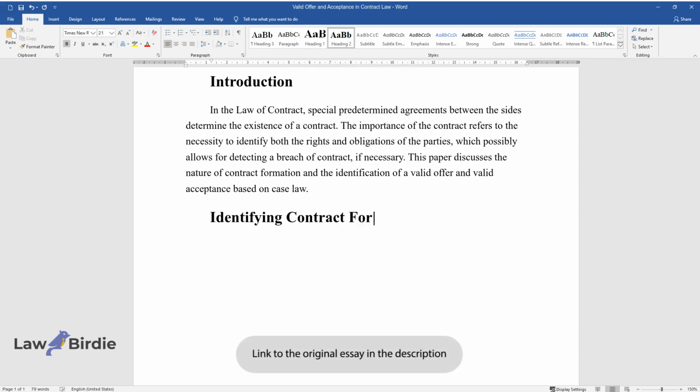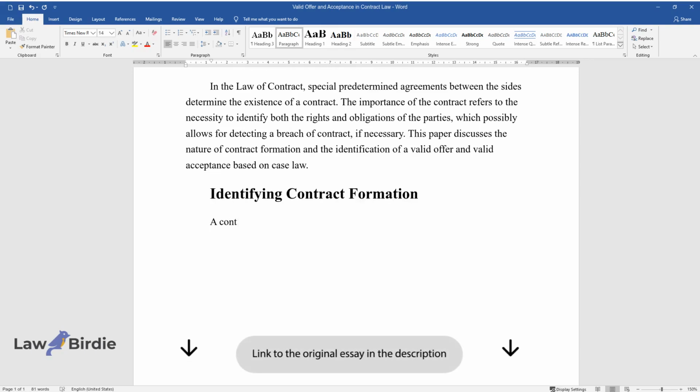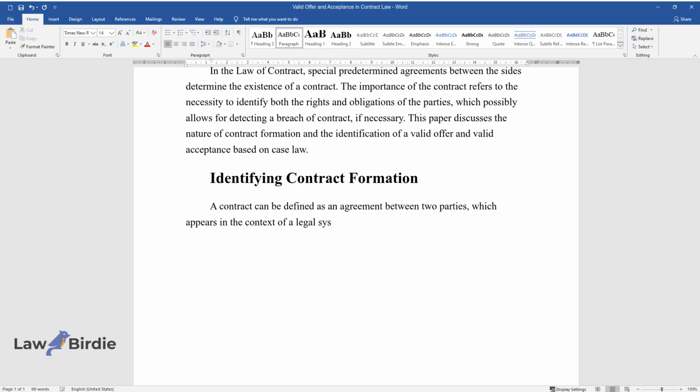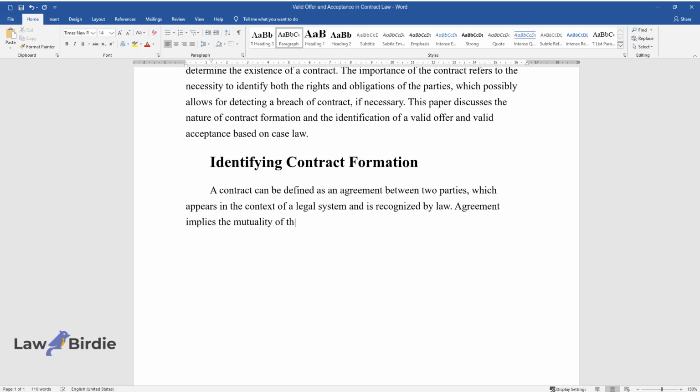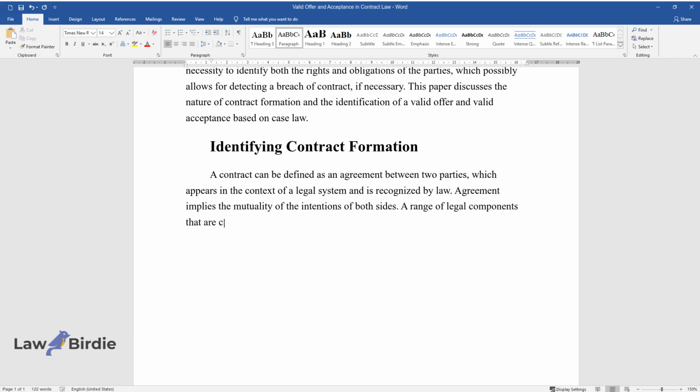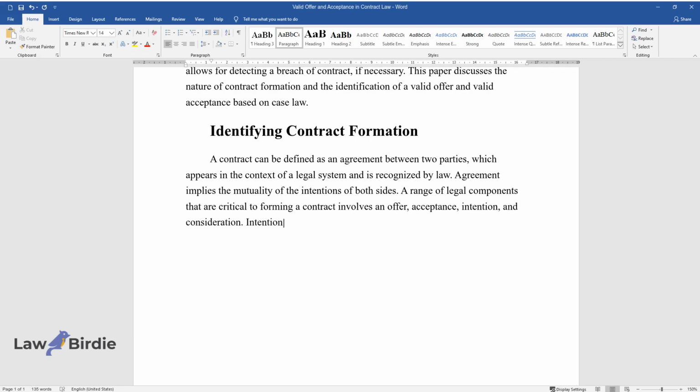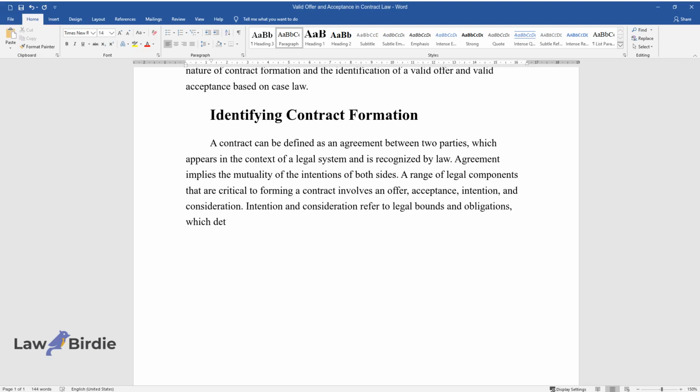Identifying contract formation. A contract can be defined as an agreement between two parties, which appears in the context of a legal system and is recognized by law. Agreement implies the mutuality of the intentions of both sides. A range of legal components that are critical to forming a contract involves an offer, acceptance, intention, and consideration. Intention and consideration refer to legal bounds and obligations, which determine the essence of the contract.